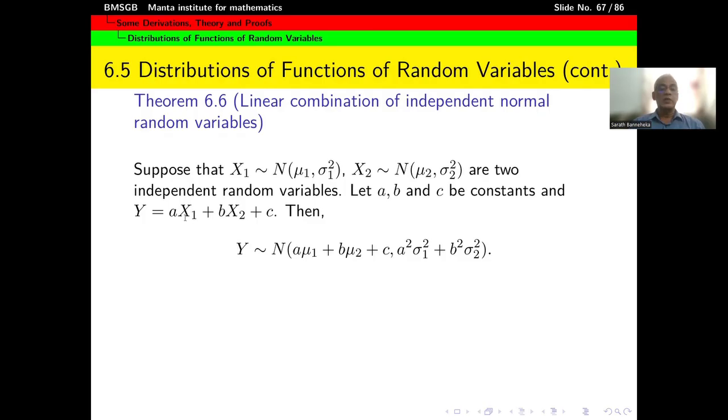You have two independent random variables. So A X1 is one random variable, B X2 is another random variable, and C is just a constant. These two are independent. So if you apply the moment generating function technique, you will be able to show this result. I will leave that as an exercise for you.